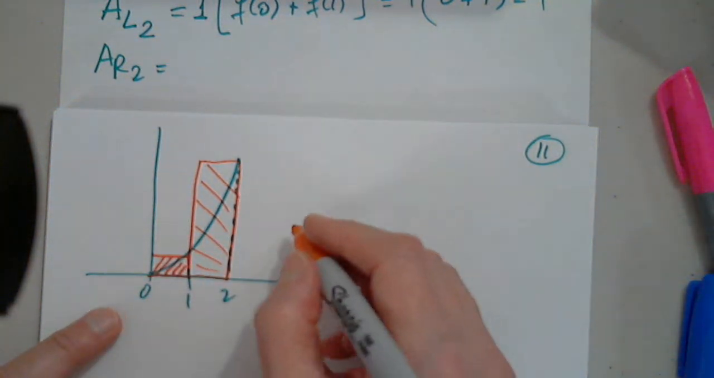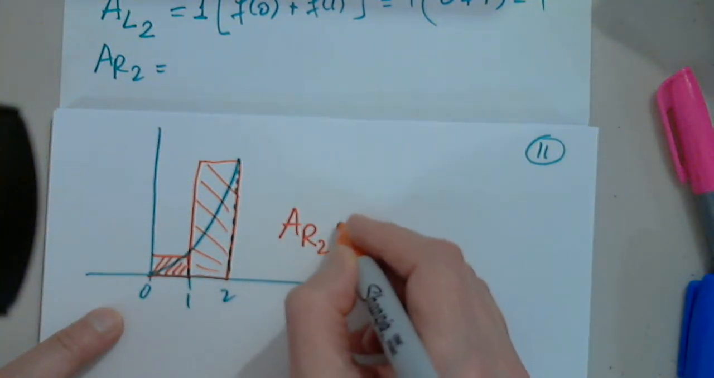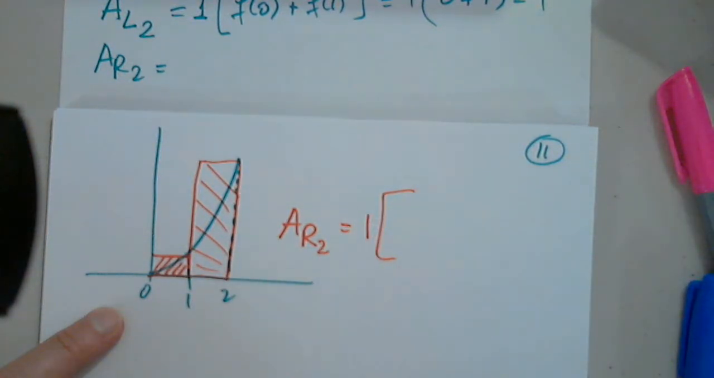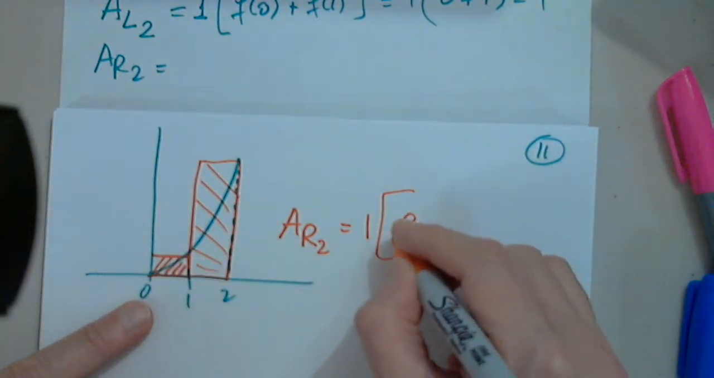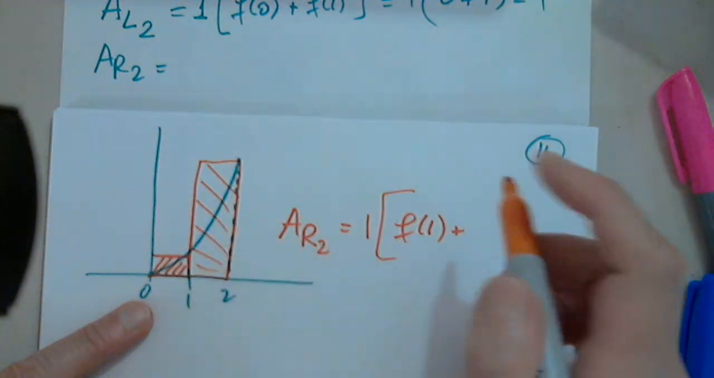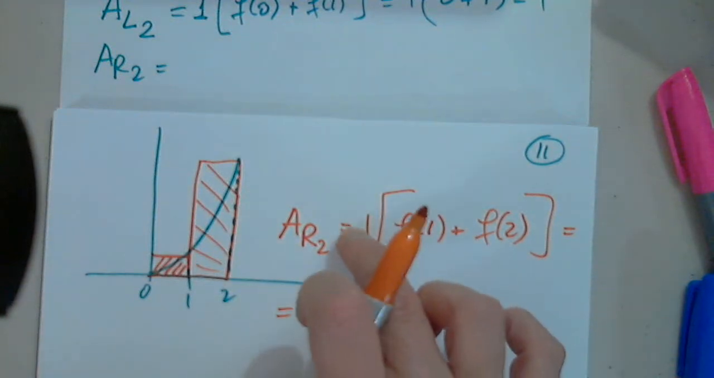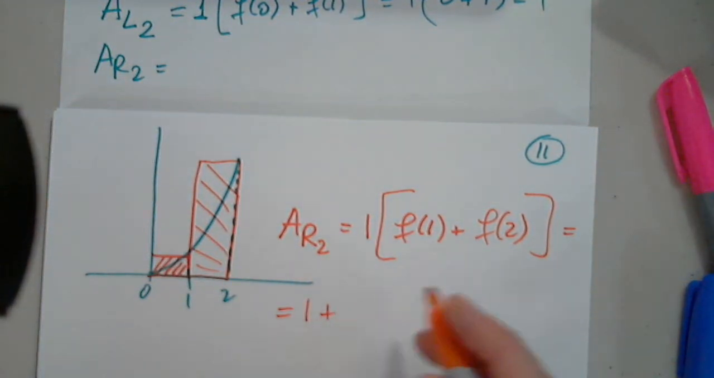So in this case, the area with the right 2 will be base times height. They're all the same. Base is in front. Height, f of 1, plus f of 2. Well, I don't have to write that, but f of 1 I know is 1, and f of 2 I know is 4, so I get 5.